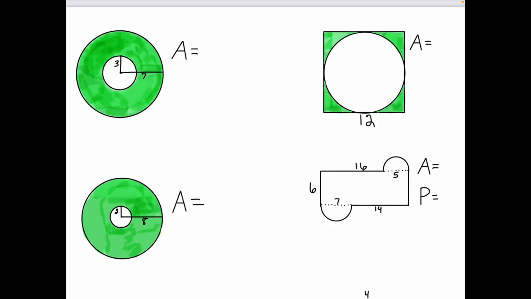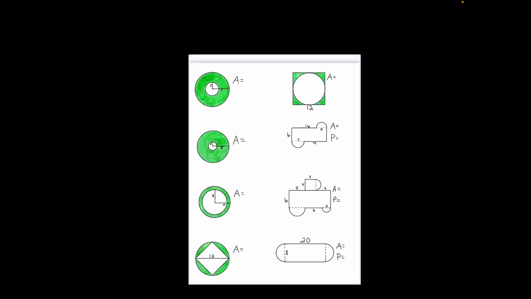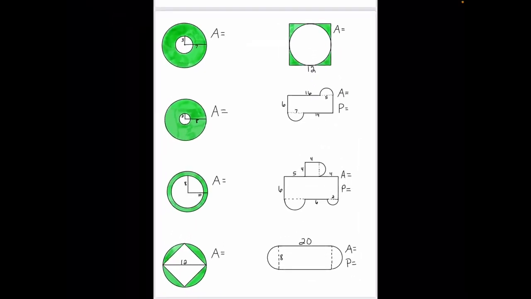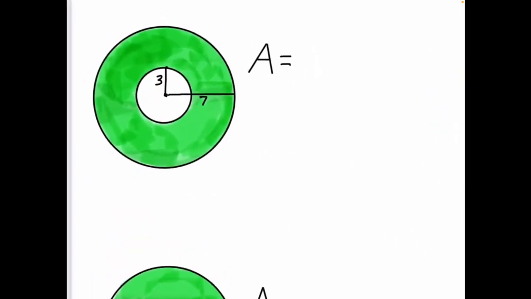We're going to be working with finding area of shaded parts. So we'll be working with circles, squares, rectangles, and triangles. So we need to know the formulas to find the area of each of these shapes. So let's start with the first one.